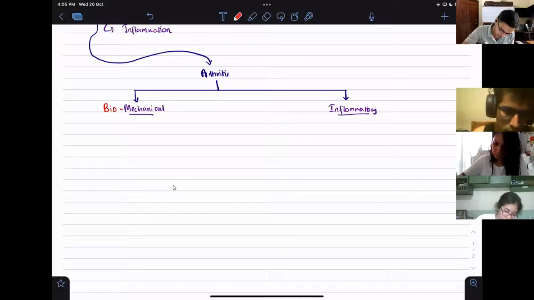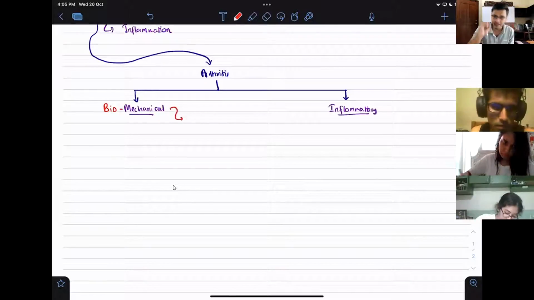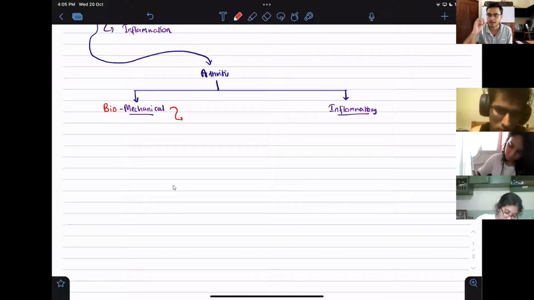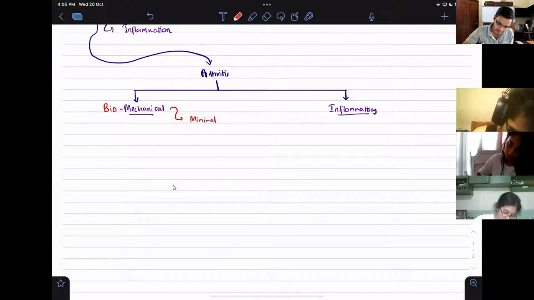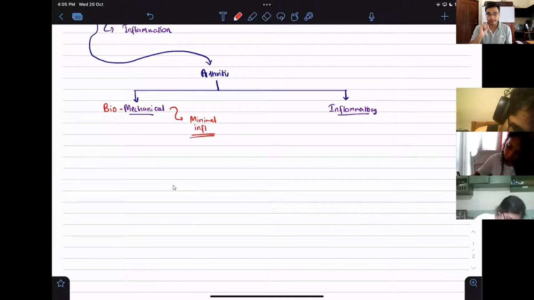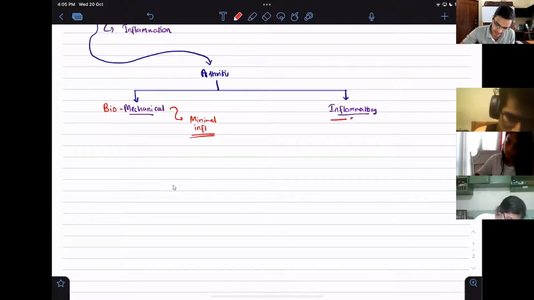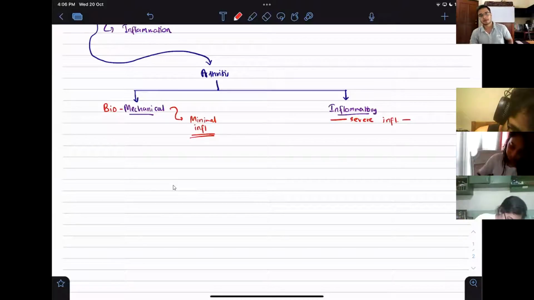So this is what I want you all to know here for the first point. There is some inflammation in mechanical arthritis as well, but just write down minimal inflammation, right? There is minimal inflammation. Inflammatory arthritis, guys, on the other hand, there is severe inflammation.